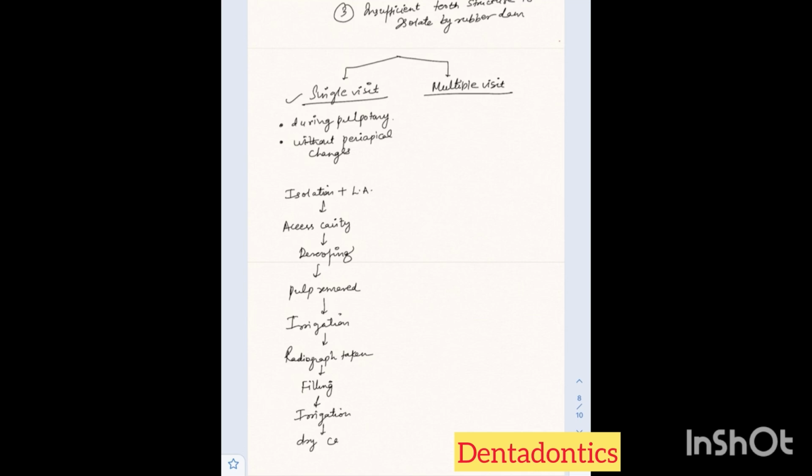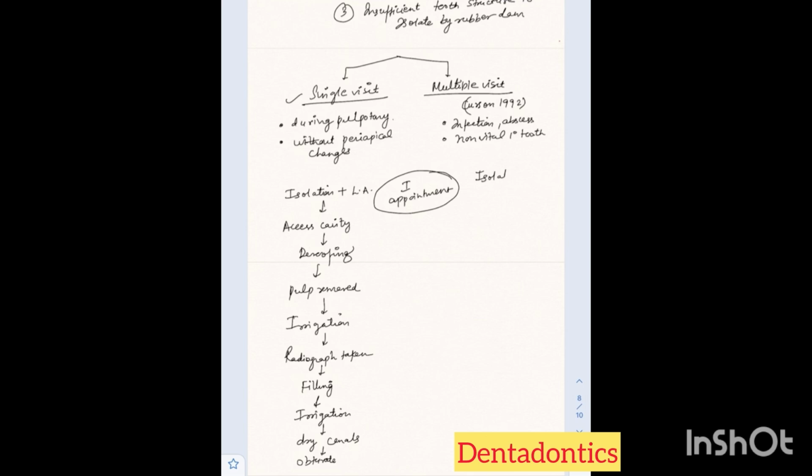Coming to the multiple visit pulpectomy, given by Courson 1992, multiple visit pulpectomy should be done in those cases where the tooth is having infection, where there will be formation of sinus and abscess, and in case of a non-vital primary tooth.